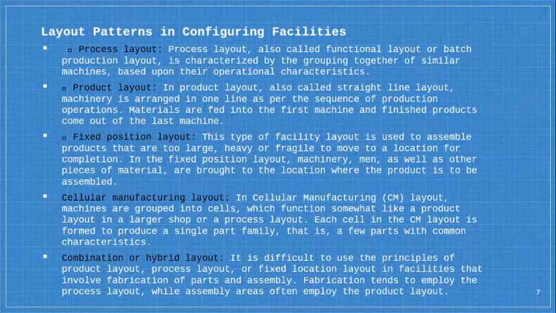Combination or hybrid layout. It is difficult to use the principles of product layout, process layout, or fixed location layout in facilities that involve fabrication of parts and assembly. Fabrication tends to employ the process layout, while assembly areas are often employed with the product layout. This combination or hybrid layout already has the three: the process, the product, and the fixed position. They are combined.